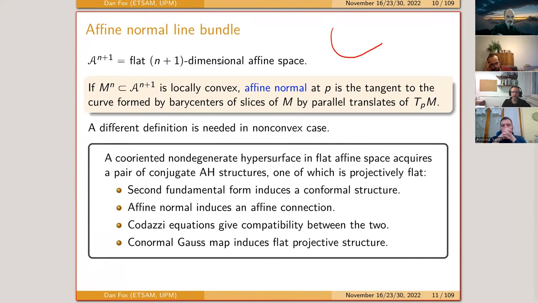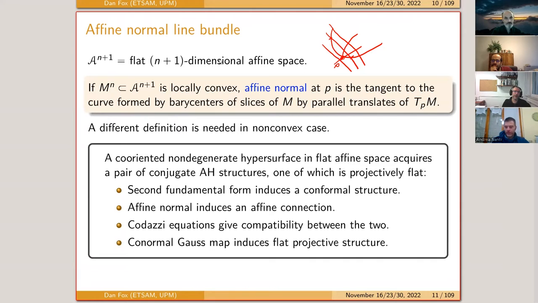You take your locally convex hypersurface, you take a point P, and you take its tangent plane at P, and you translate it. And when you translate it, it cuts out a convex domain. And the barycenters of these convex domains, as I take the parallel translates of the tangent plane, cut out a curve. And the tangent to this curve at P is the affine normal. The line I've drawn doesn't look very tangent to the curve, but it's supposed to be. That definition is not very wieldy from an analytic point of view, but conceptually it's quite attractive. It doesn't work well in the non-convex case, as far as I know, and you need a different definition in that case. I'll give it later on.